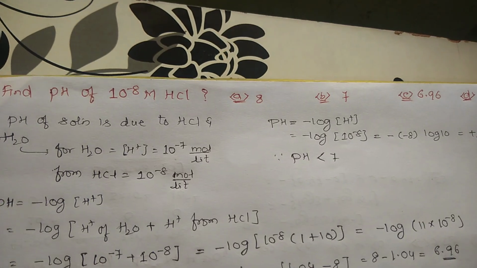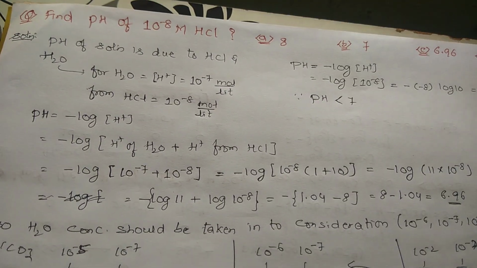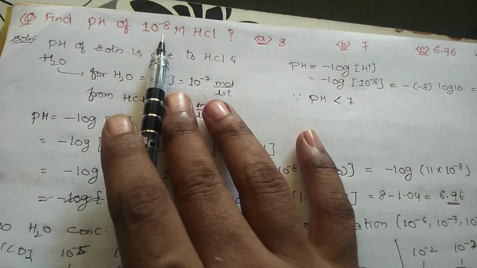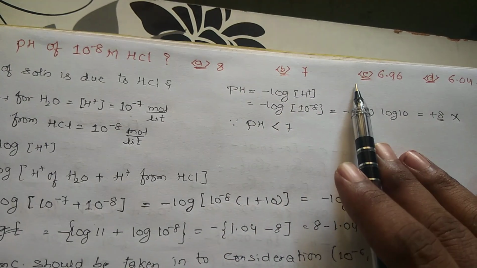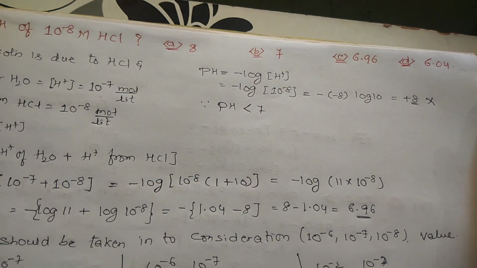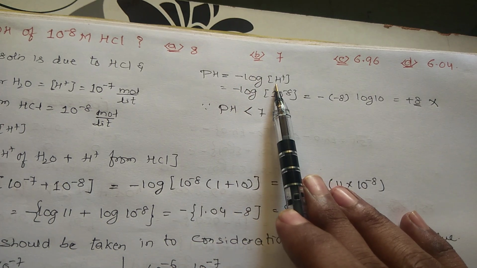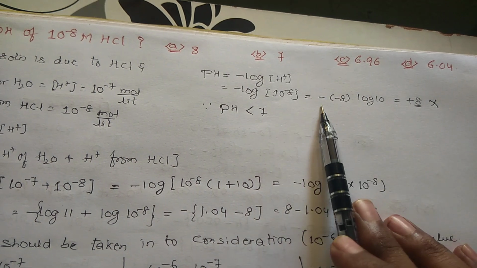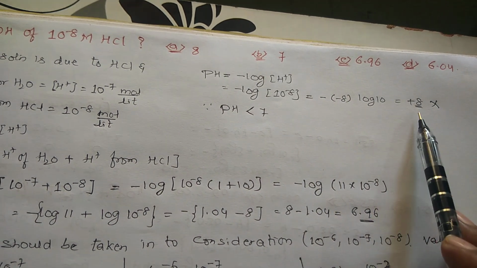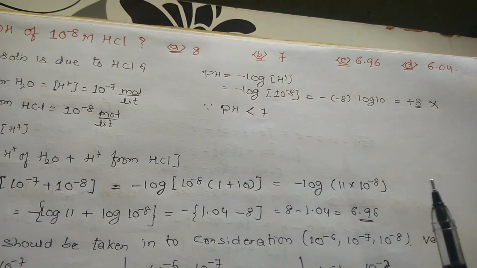Right, students? Let us take one of the most important problems, one of the important models. See, now find the pH of 10 power minus 8 molar HCl. This is the question. A is equal to 8, B is equal to 7, C is equal to 6.96 and D is equal to 6.04. Suppose you apply pH: pH is equal to negative logarithm of the H plus ion concentration. It is 10 power minus 8, so minus of minus 8 into log 10, so that it becomes plus 8. This is wrong. You should not do this. This is a monobasic acid only, and directly you can take the concentration, but this is wrong.